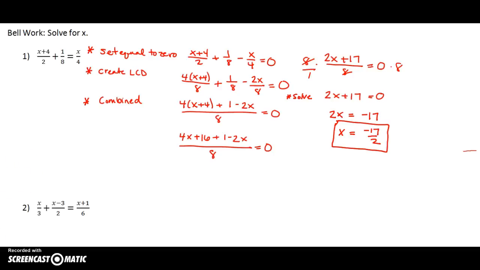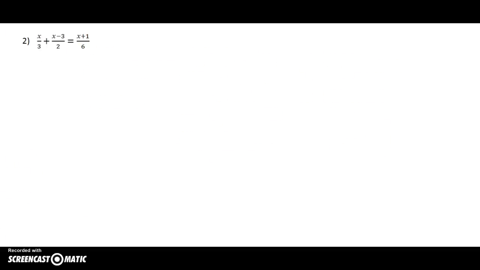Let's move on to question 2. In question 2, I could use the same method that I used in question 1, but I'm going to show you an alternative method. Instead of setting equal to 0, the first step is to multiply by the lowest common denominator. So multiply by the LCD. In this case, with 3, 2, and 6, the LCD is 6.